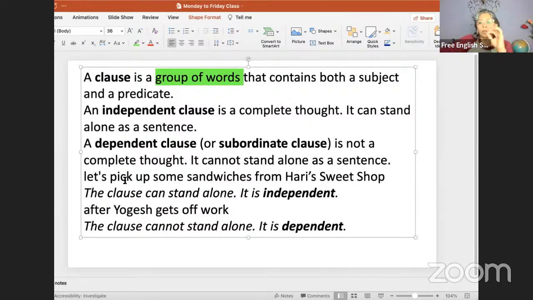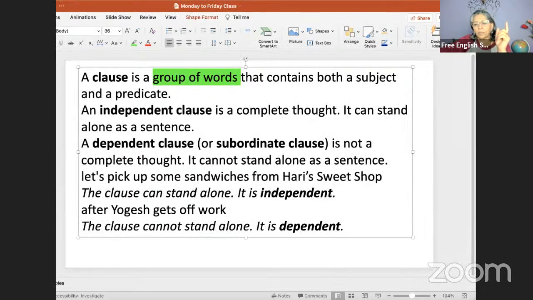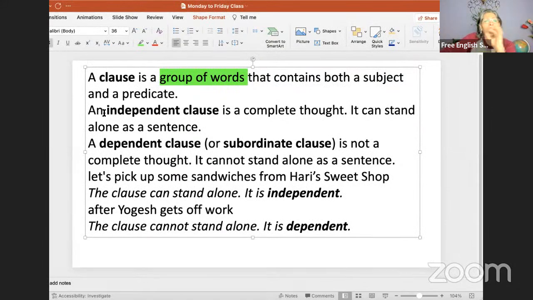Now, a clause has at least a subject and a verb. Excellent. Yes, Mandeep, you are absolutely correct. Now it says an independent clause is a complete thought. When we say thought, that means a complete sentence, because why do we use sentences? Because we express ourselves through sentences. The meaning of language is that we express ourselves.